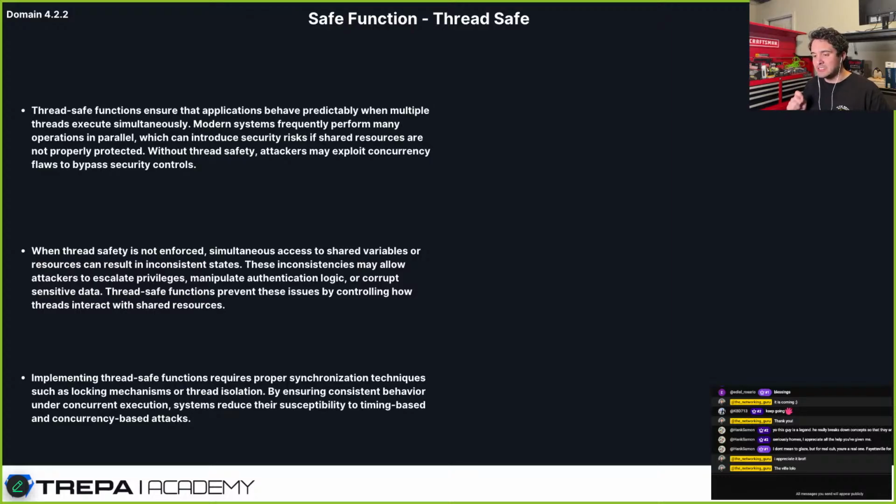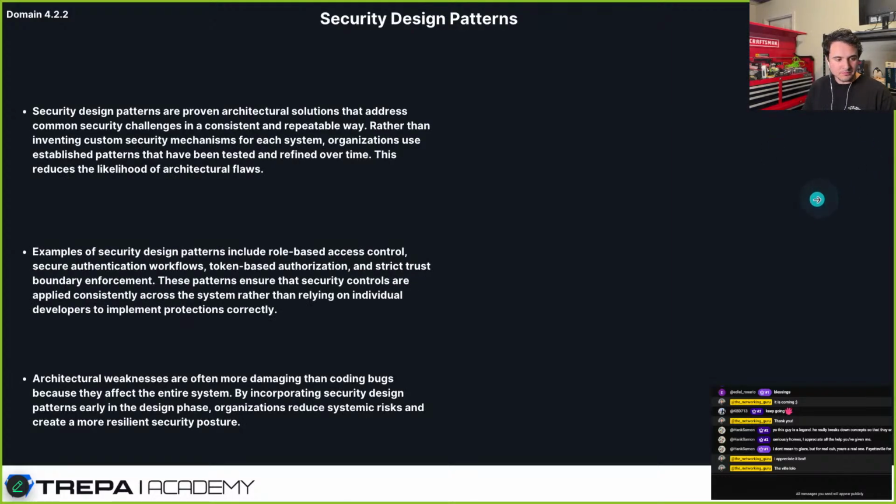These inconsistencies may allow attackers to escalate privileges, manipulate authentication logic, or corrupt sensitive data. Thread safe functions prevent these issues by controlling how threads interact with shared resources.